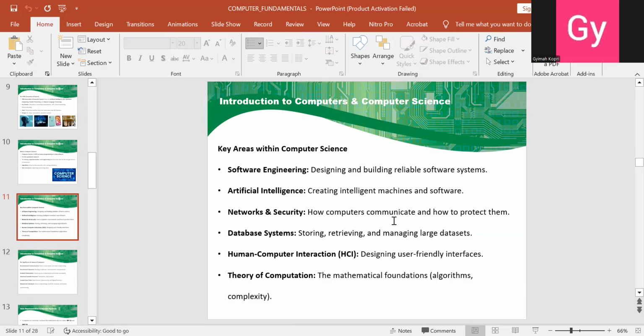Some of you will go into networking, how to connect computers. Fine. Then database systems, how we can store data, manage it, and also retrieve and use it. Then human computer interaction. There are websites, there are software, and there are what? Apps that people are building. You open somebody's app and you see that, yeah, this app is very nice.